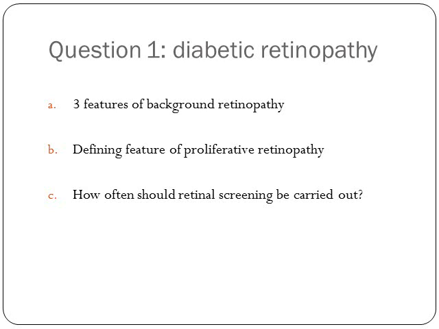So just before Pete takes over, I've got just a few questions. We spoke at the very beginning about the need for annual retinal screening for people with type 1 and type 2 diabetes. So it's classified into a few different stages, and background is what you'd identify first. So does anyone know any of the specific background features? Yeah, great. Dot and blot haemorrhages.